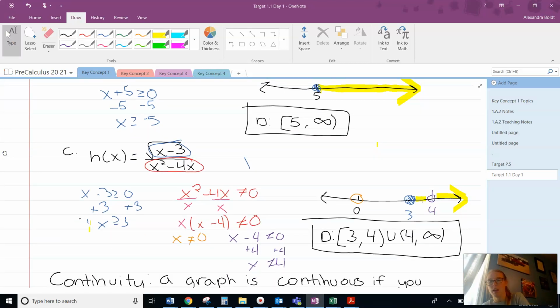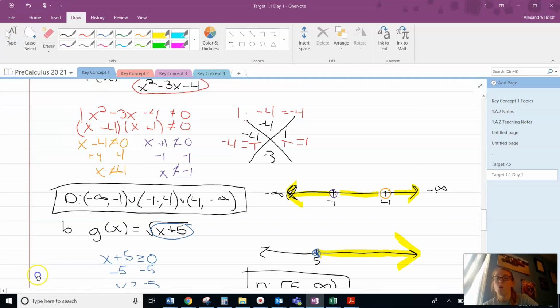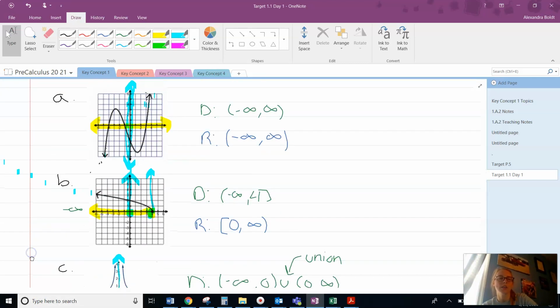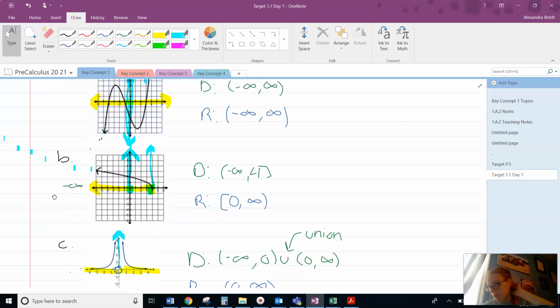C is not continuous, right? I have 2 chunks. So from 3 to 4 and then 4 to infinity. So that one is not continuous. Okay. We can look at our graphs as well for this idea. And we kind of will look at some more graphs, right?